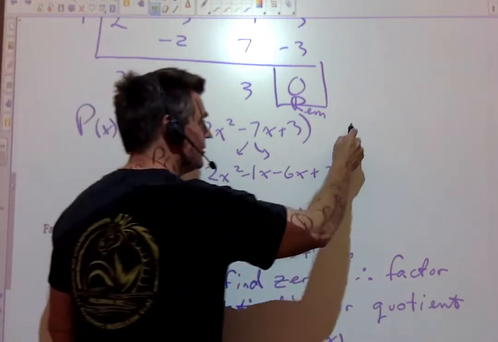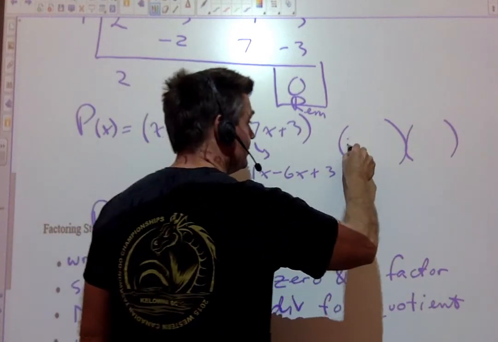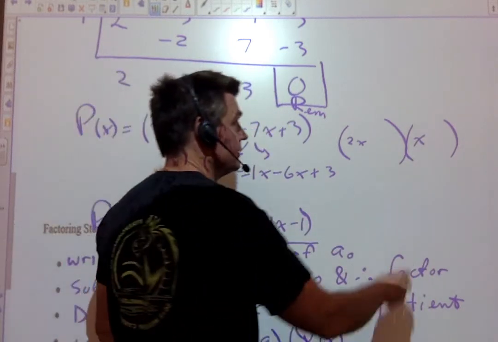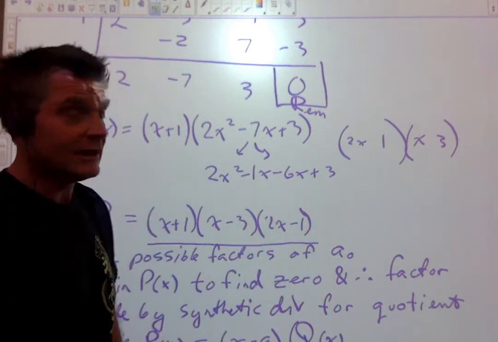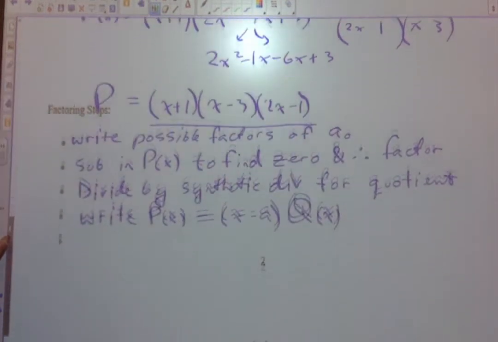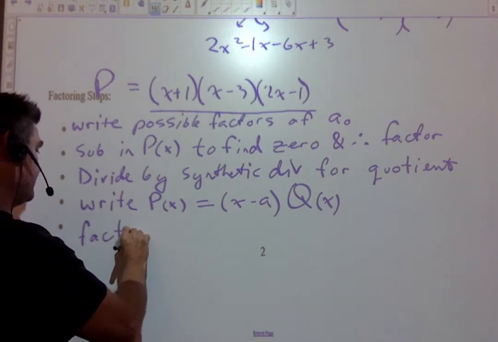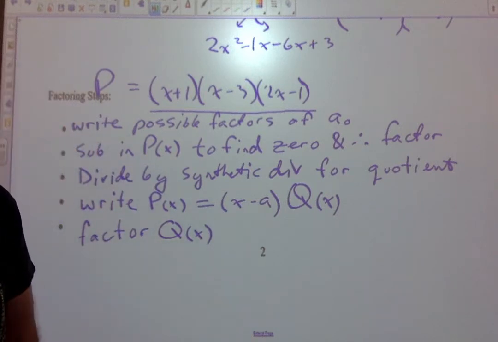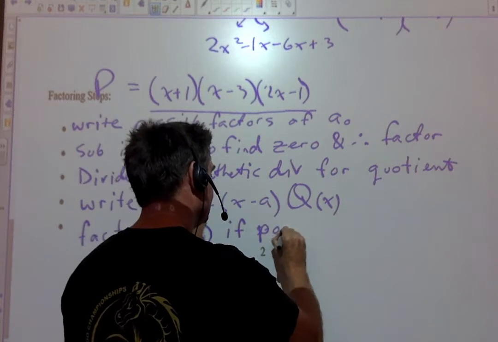By the way, you can probably guess these factors, right? 2x squared, I know it's got to be 2x and x, if I'm going to go for whole numbers, and 3's got to be 1 and 3. So it's either 1 and 3 or it's 3 and 1. You only have 4 possibilities. You'll probably be able to guess them, okay? And then, if possible, factor q of x, if possible. It's not always possible.